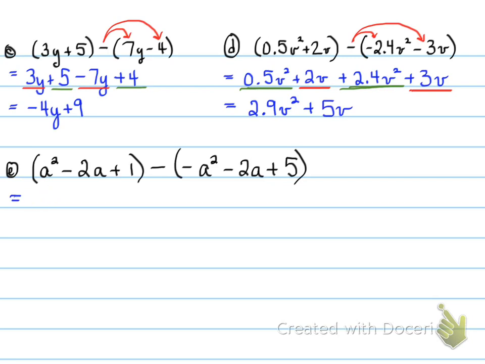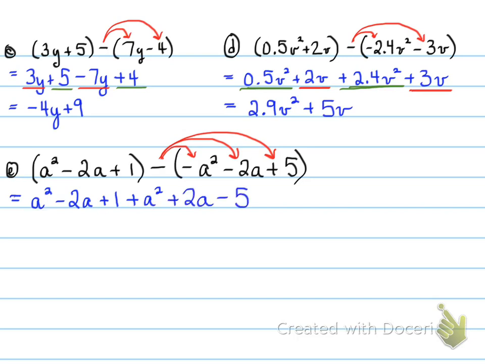And we get the following. Ready? Add these up together. We get this. And then we have a minus that gets applied to everything inside. So we have minus minus, which makes plus a squared. Minus minus, which makes plus 2a. And minus plus, which makes minus 5. So once we've done that, we've pulled out the minus to everything inside the bracket.